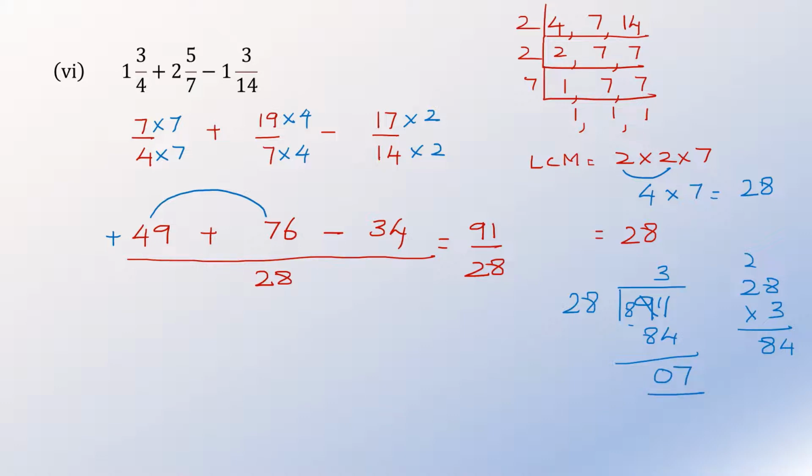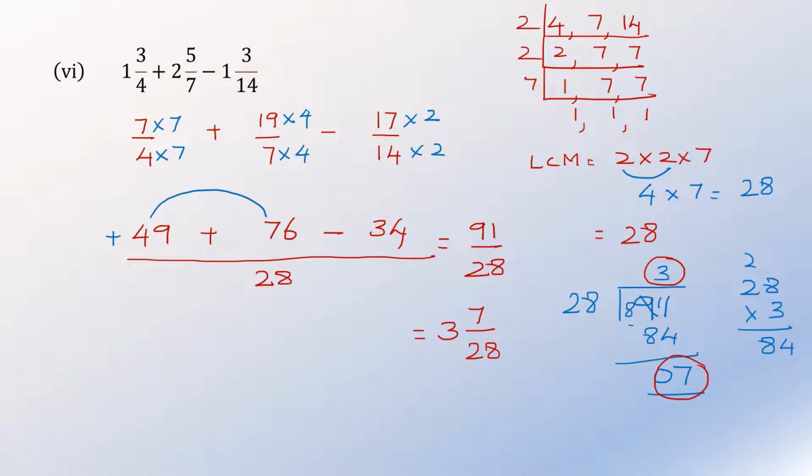So now I'm going to make my mixed number. 3 is going to become my whole number. 7 is going to become my numerator. And the denominator is the same as in the previous one. Okay, so I've got 3 7 by 28.